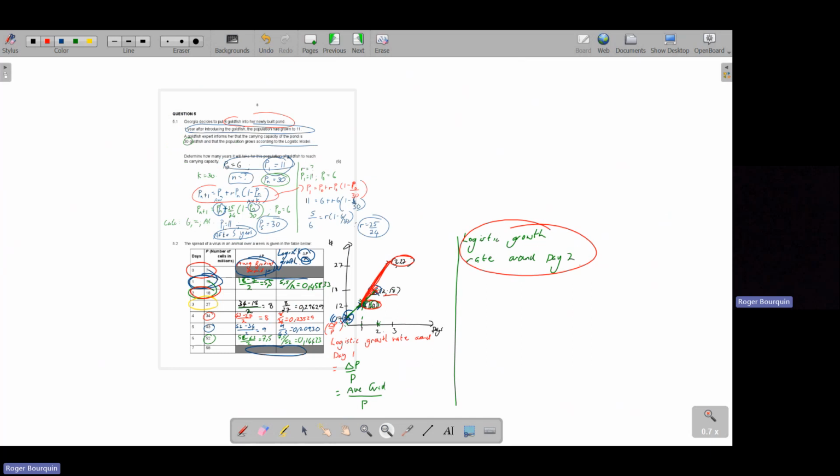Sorry, around point 1. It's going to be delta P over P, your average gradient over P, and your average gradient was this 18 minus 7 over 2 divided by the population, which was 12. So it's 18 minus 7, the change of y, over change of x, which was 2, divided by 12.